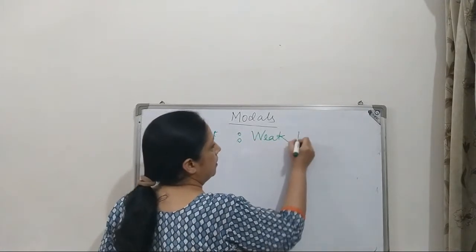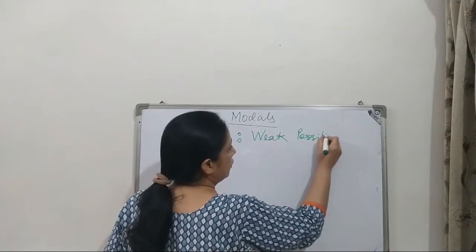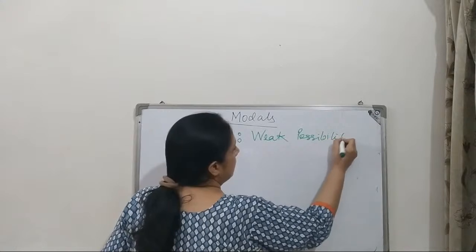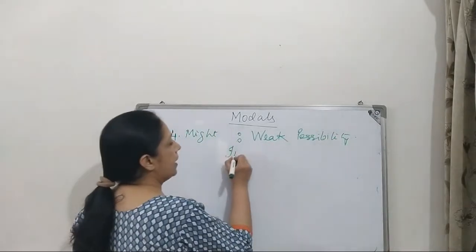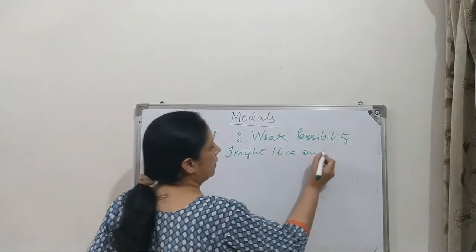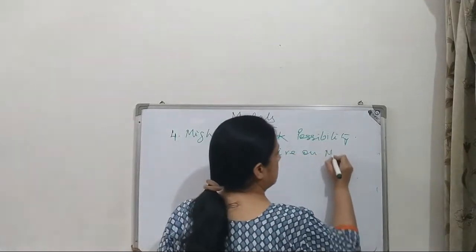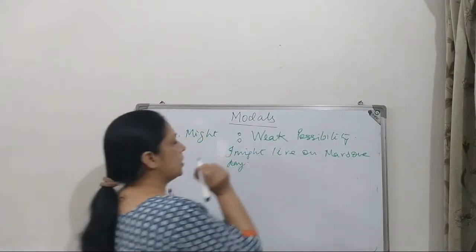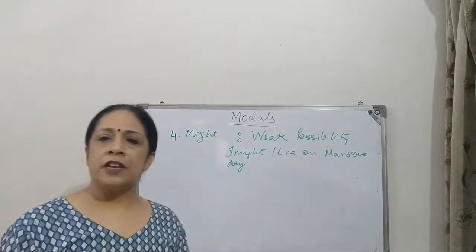So the fourth one is might, and might is for weak possibility, just one function, possibility. So I might live on Mars one day. Alright, so this has got a very weak possibility.